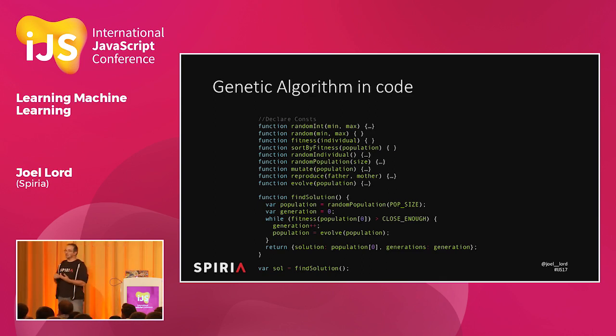And you'll have the fitness function, very important. This one is what will decide if the solution is actually a valid one. And you've got your mutation, your reproduction, and your evolution functions.